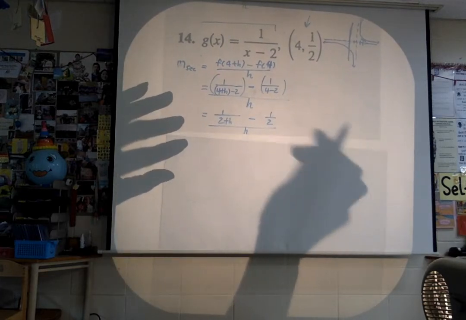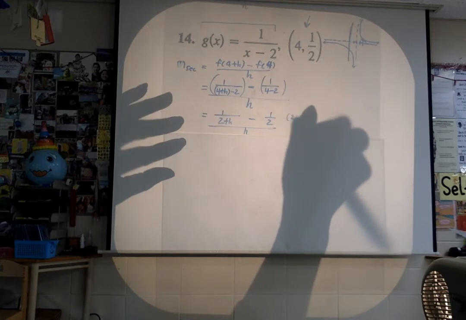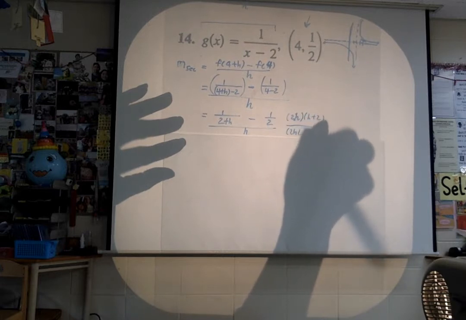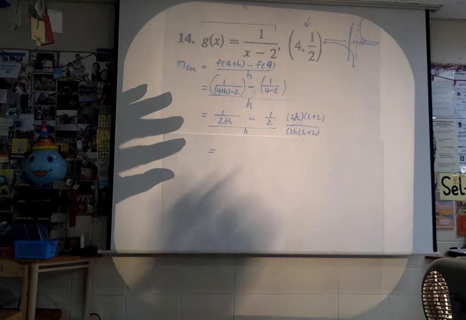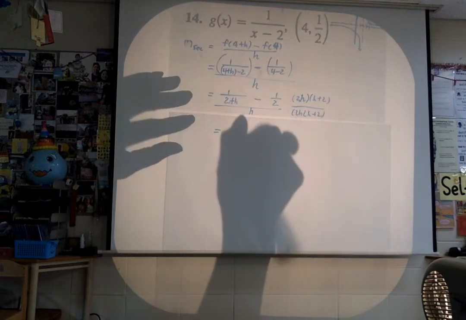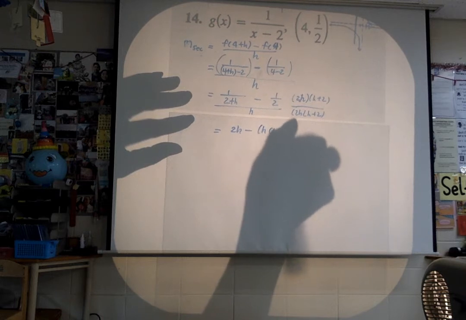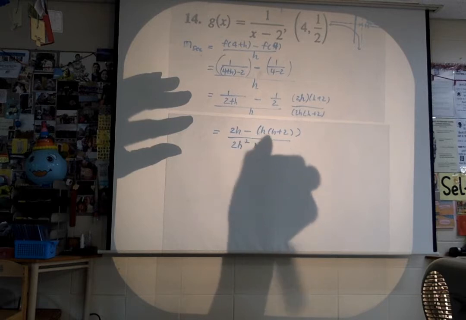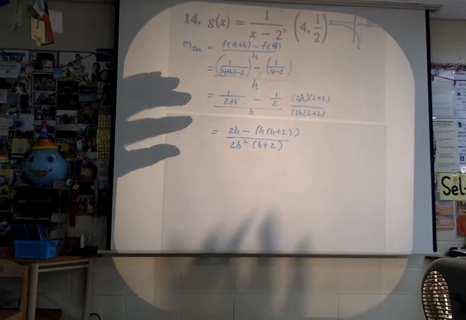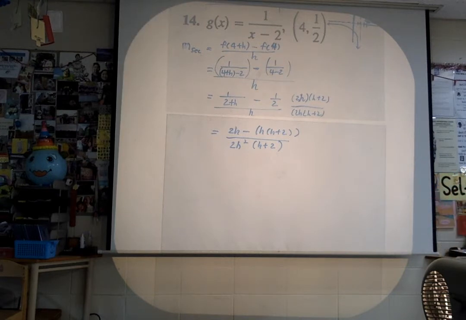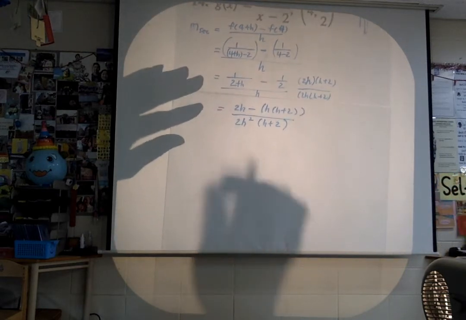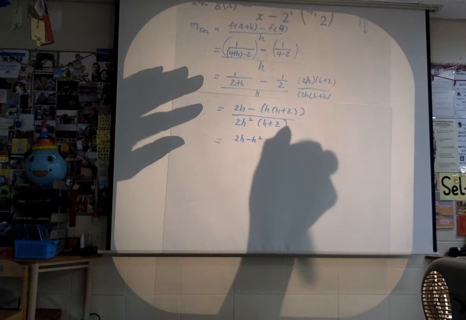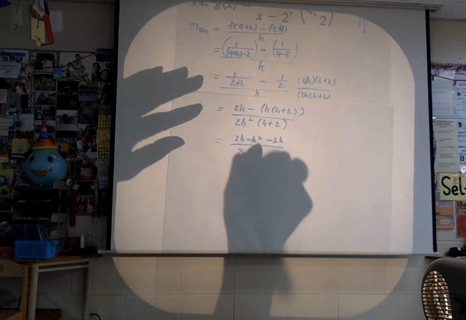Now, you see this ugly complex fraction, so I'm going to multiply by 2h, h plus 2, okay? So complex fraction, right? And I get 2h minus h plus 2, all over this whole ugliness, 2h squared, h plus 2. Now, try not to multiply everything out unless you need to later, okay? Well, you may need to, you may not. Now, the numerator here, I can simplify to 2h minus h squared minus 2h, all over 2h squared, h plus 2.